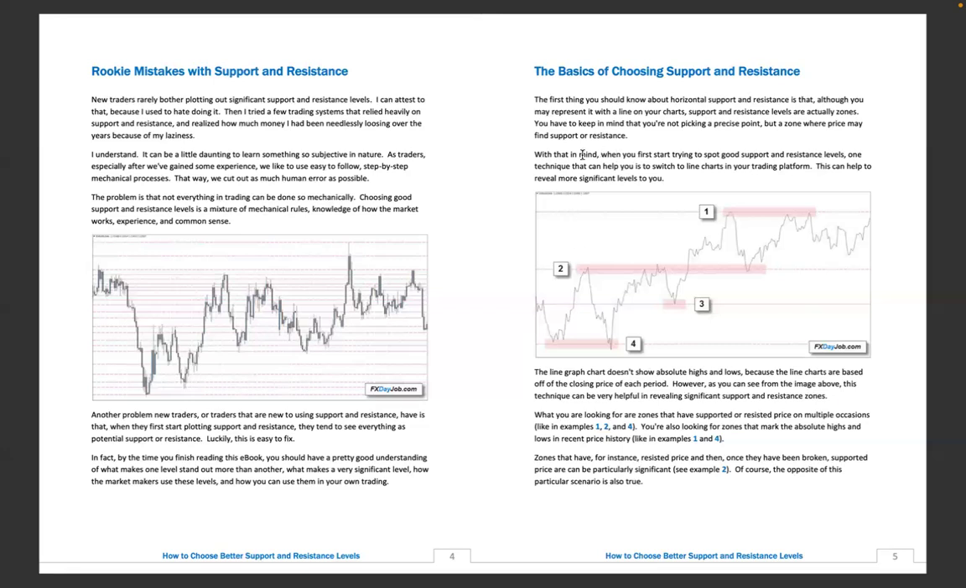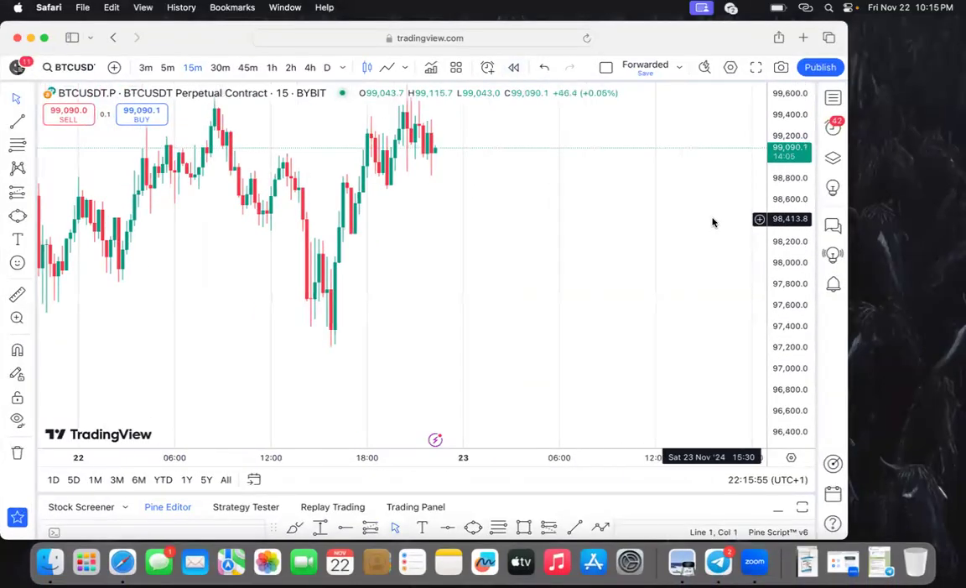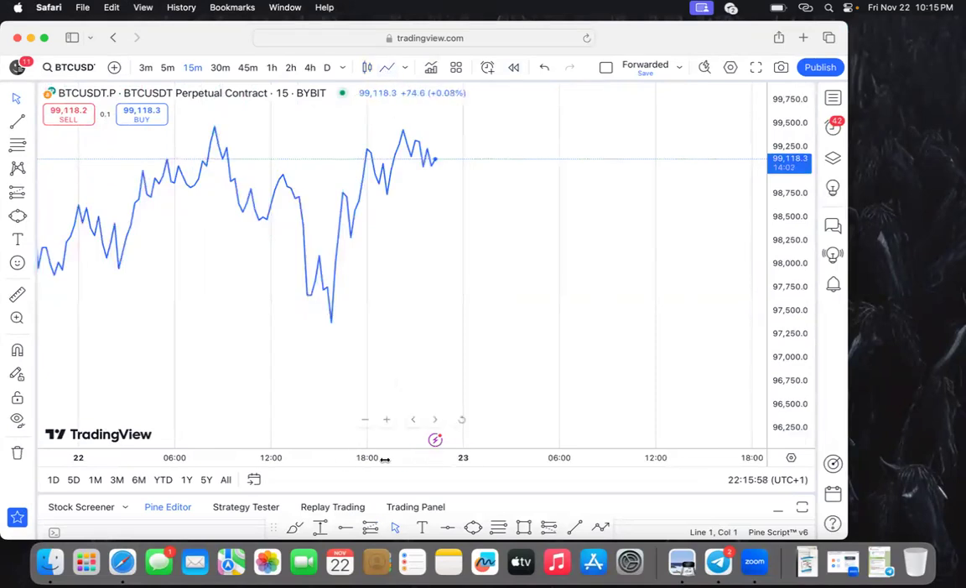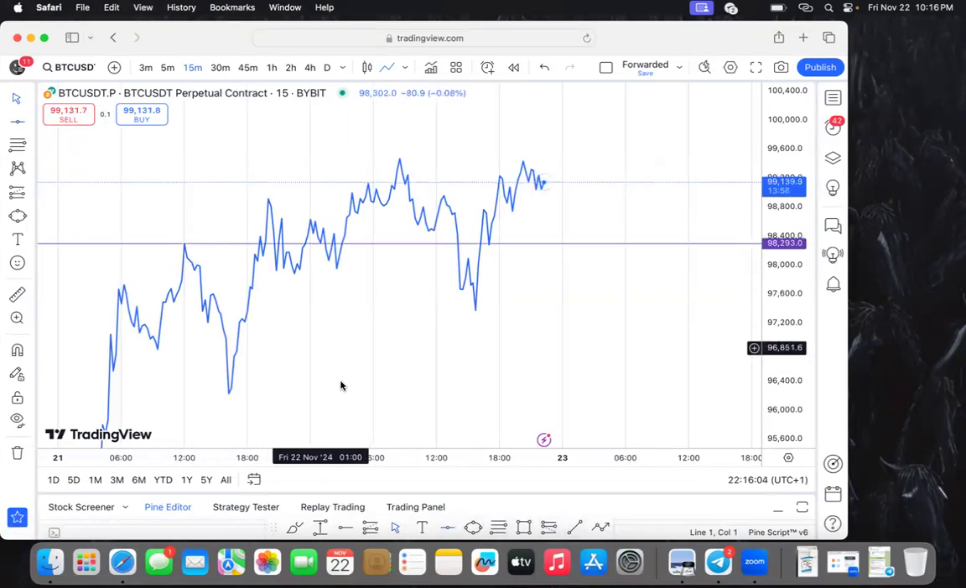With that in mind, when you first start trying to spot good support and resistance, one technique that can help you is to switch to the line chart. For beginners, look at this diagram they have here: 1, 2, 3, 4. That's the line chart. I'm going to show you on my trading platform. I just switch to the line chart, and you can see it's the same thing. It's a line on your chart, and you just plot at price levels. Price always comes to respect those.